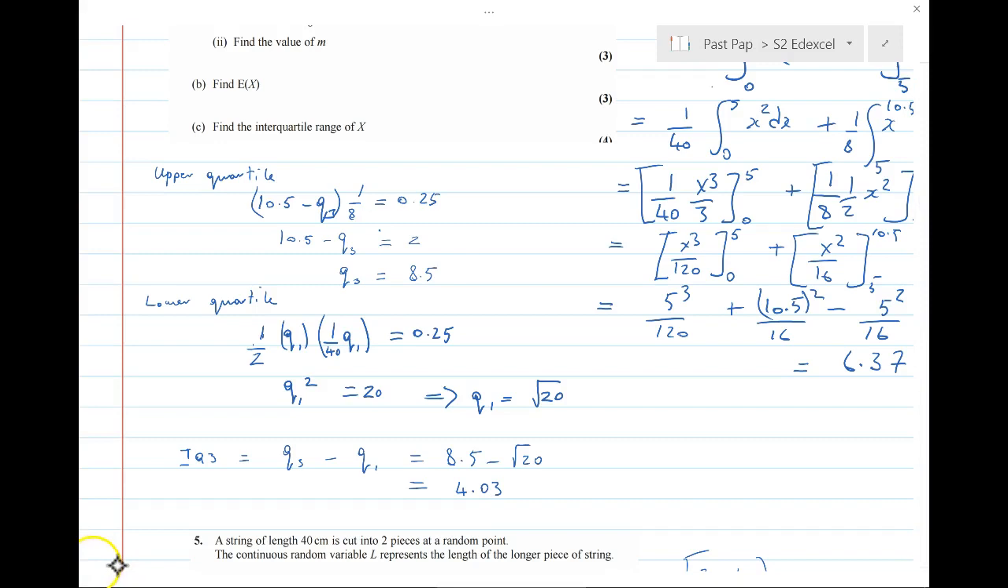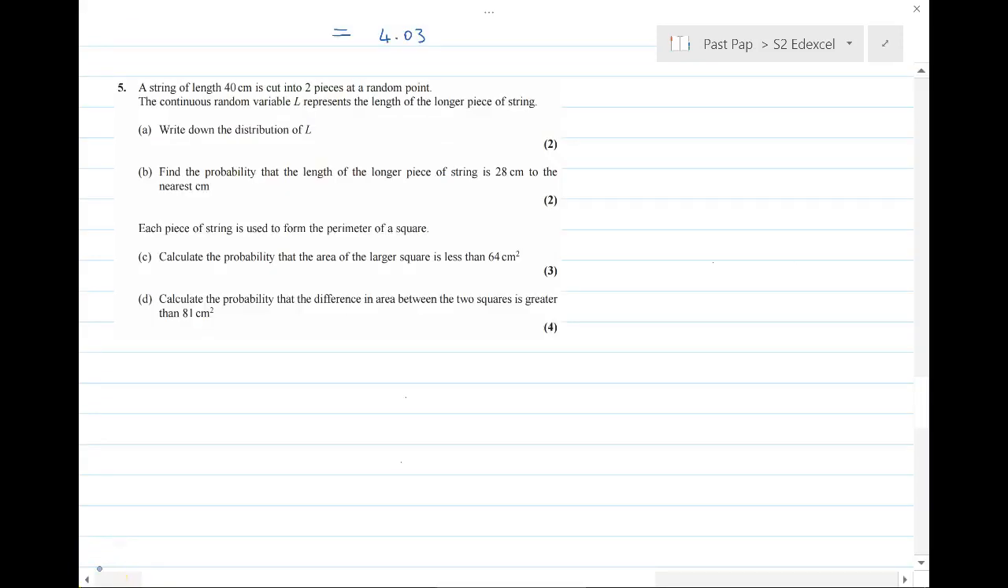Let's have a look at question 5. Question 5 talks about a piece of string being cut into 2 pieces at a random point. The continuous random variable L represents the length of the longer piece of string.